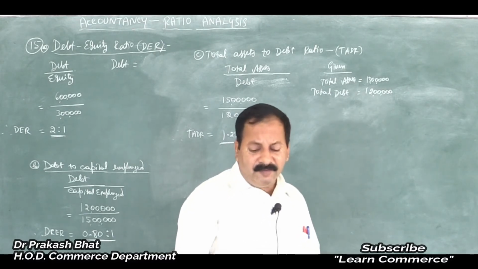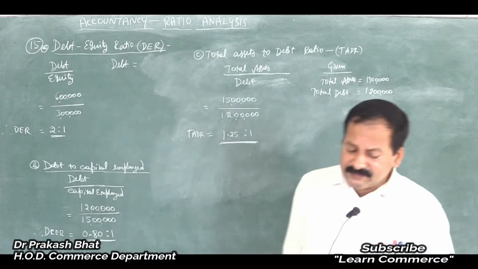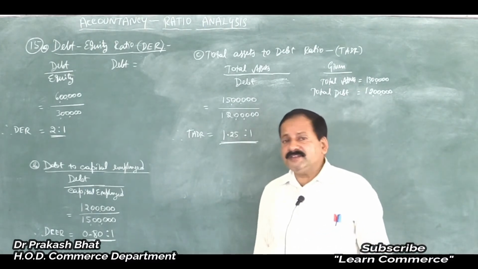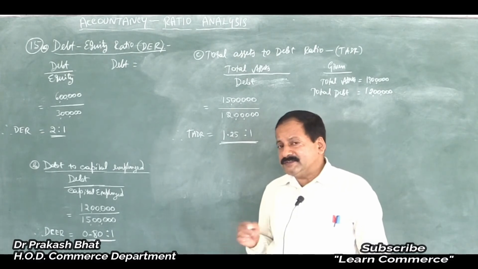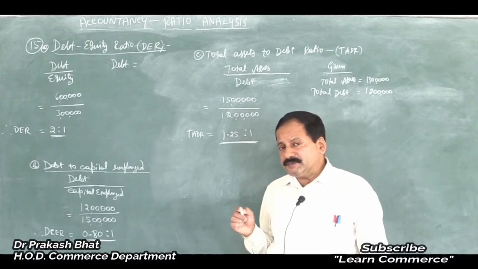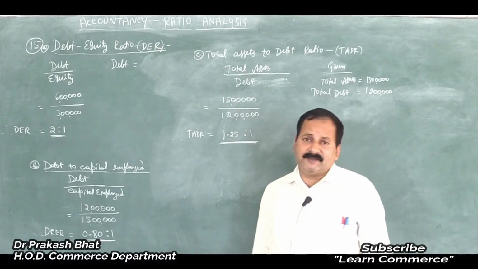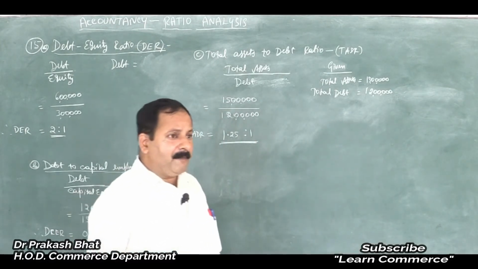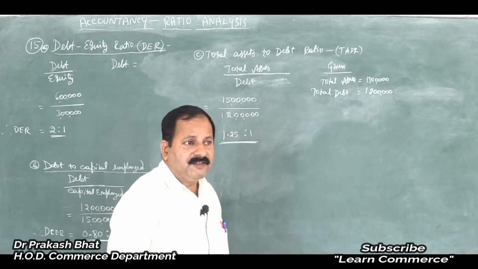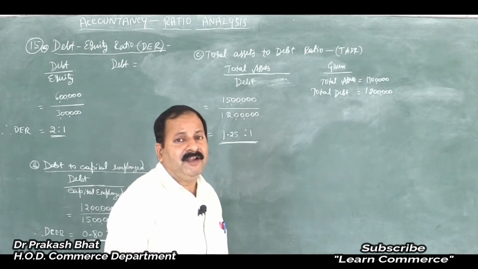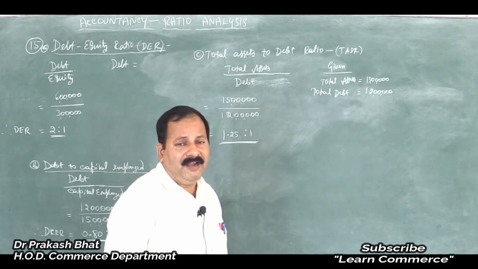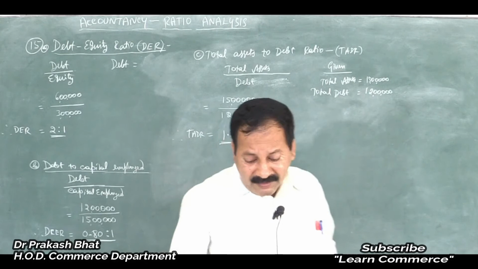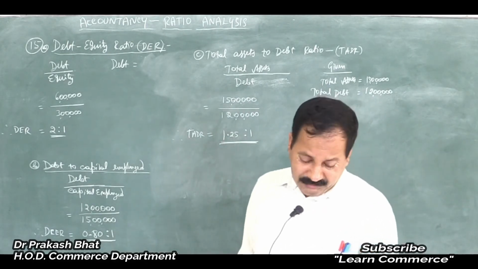Here, trade receivable means debtors plus bills receivable, friends. Remember this. Trade receivable includes both, that is, debtors and bills receivable. And at the same time, trade payable turnover ratio means creditors and bills payable. You have to add creditors and bills payable together. That is called the trade payable turnover ratio. That is what we have to do here.